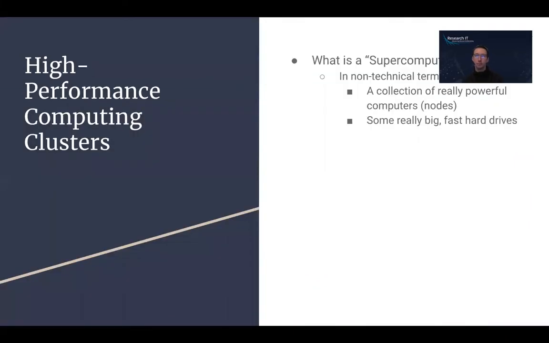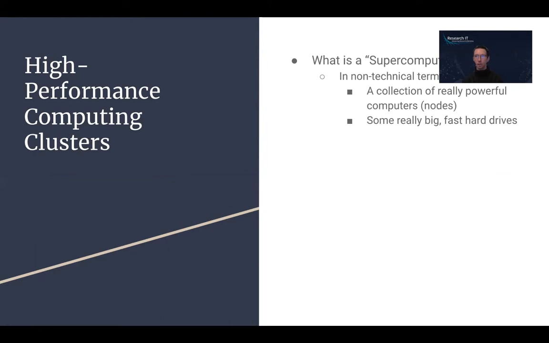Before I go any further, I wanted to give a very high-level introduction of what a supercomputer is, so you can have this in the back of your mind as we talk about parallel computing and why parallel computing helps you really get the most out of your computing resources. In the most broad, non-technical terms, a supercomputer is a collection of really powerful computers, and generally those are called nodes in a supercomputing context. So that's what I'll mean if I say node, and some really big, really fast hard drives. What ties these all together is generally some really fast networking capabilities.